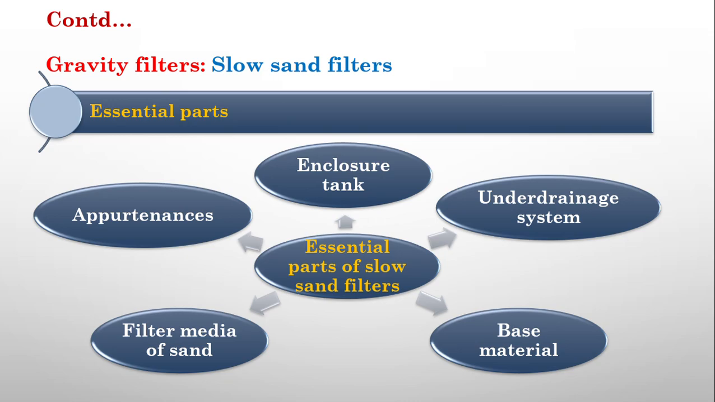They can remove all the suspended matter including bacteria from the water, but the process will be very slow. The important parts of the slow sand filter are the enclosure tank, under drainage system, base material, filter media and appurtenances. Appurtenances are any other devices which are used as supplementary devices.